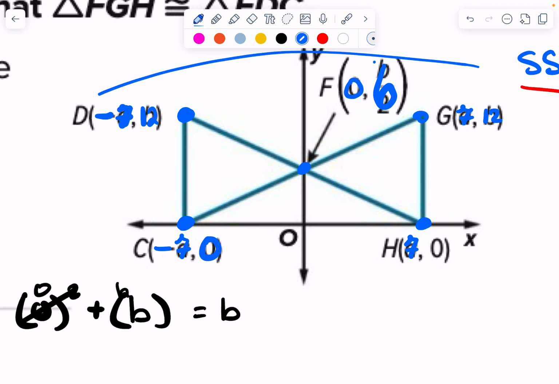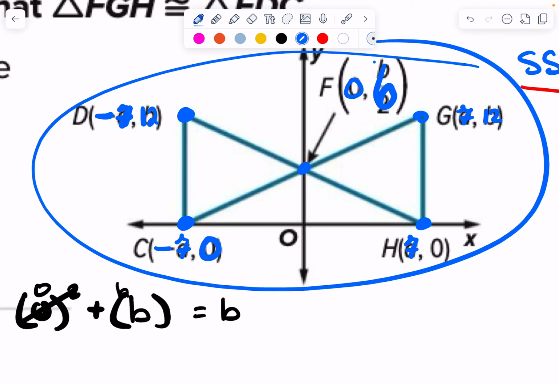So we know that if it's in that setup, then by side, side, side, those triangles are congruent. But I don't have to redo the whole proof every time I switch those numbers, because as long as the A's and B's are in that relationship, then those triangles will no matter what be true, right?